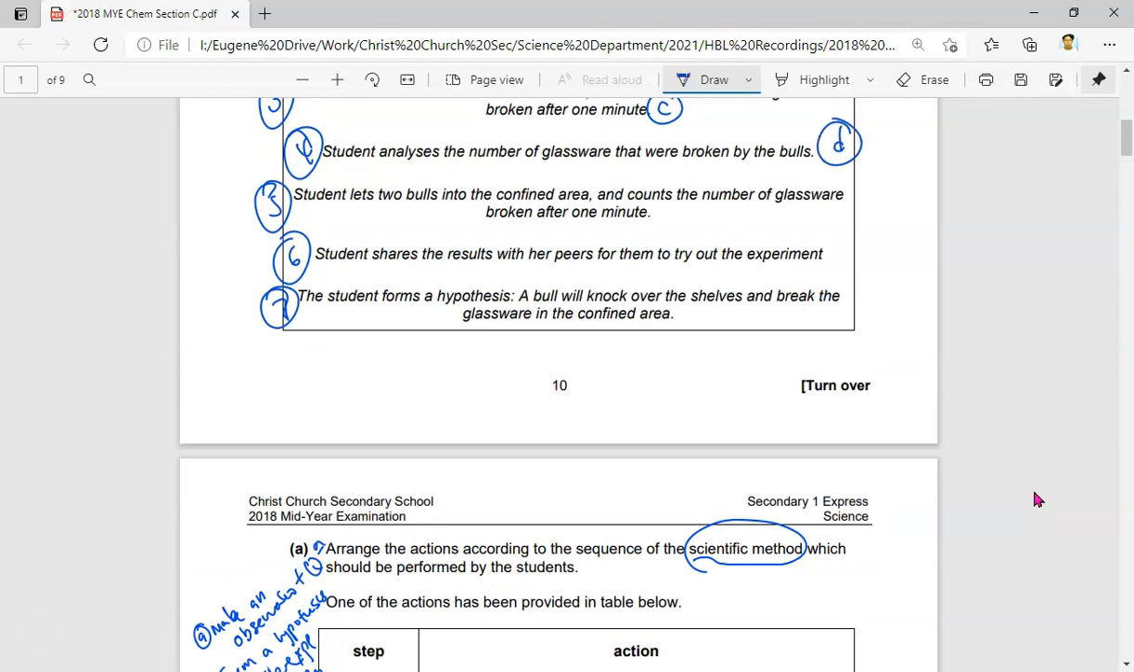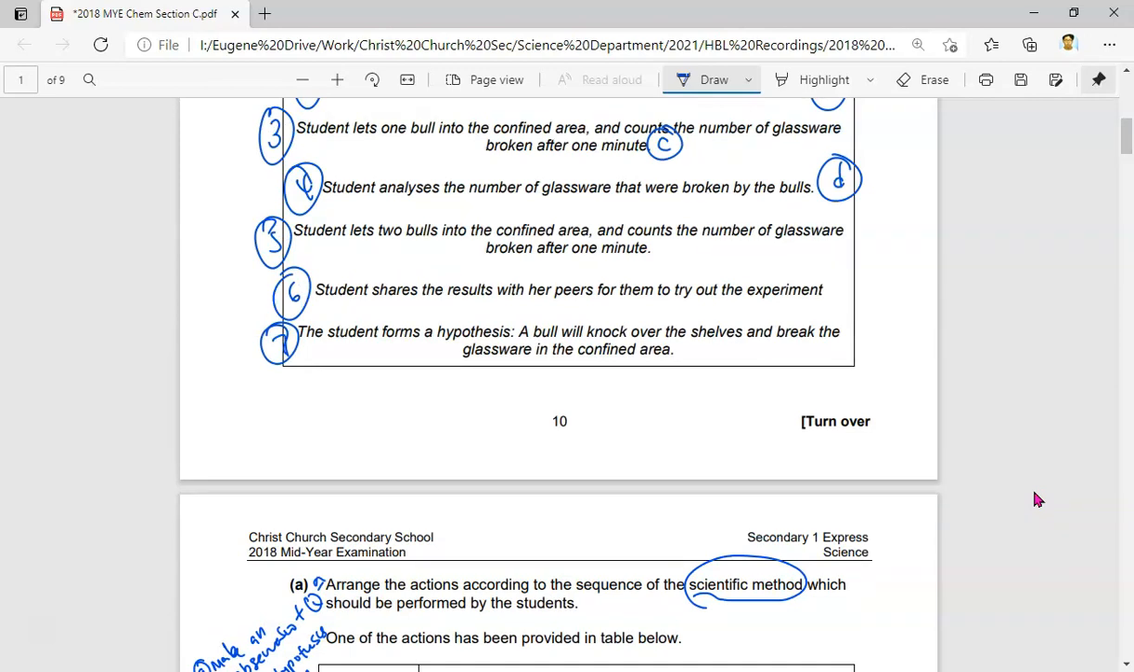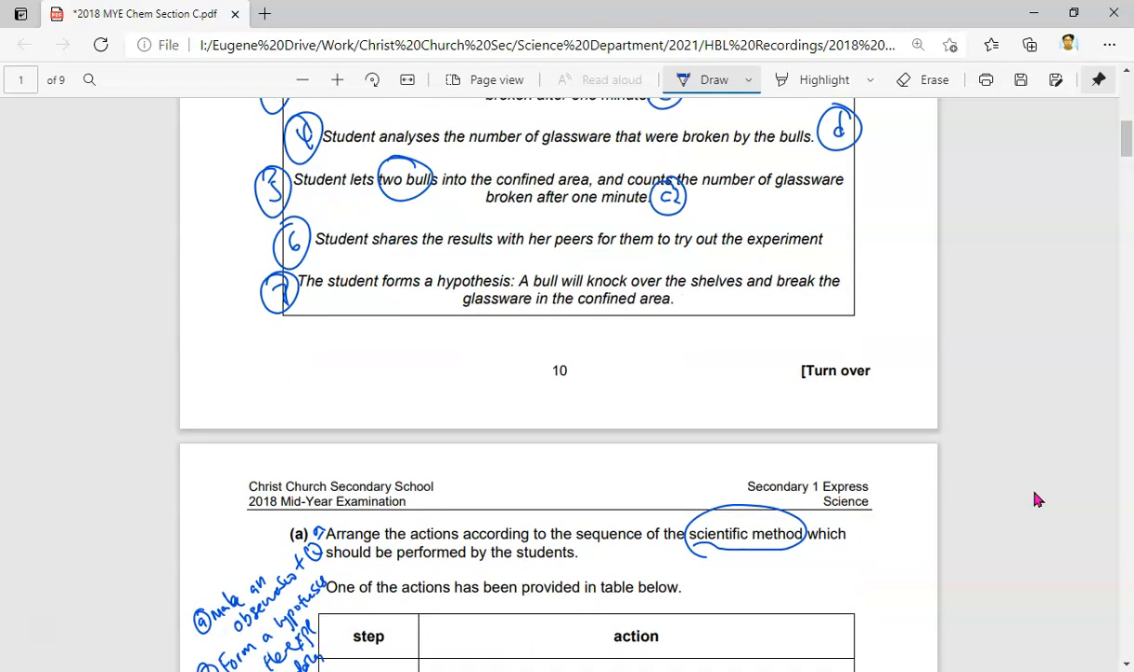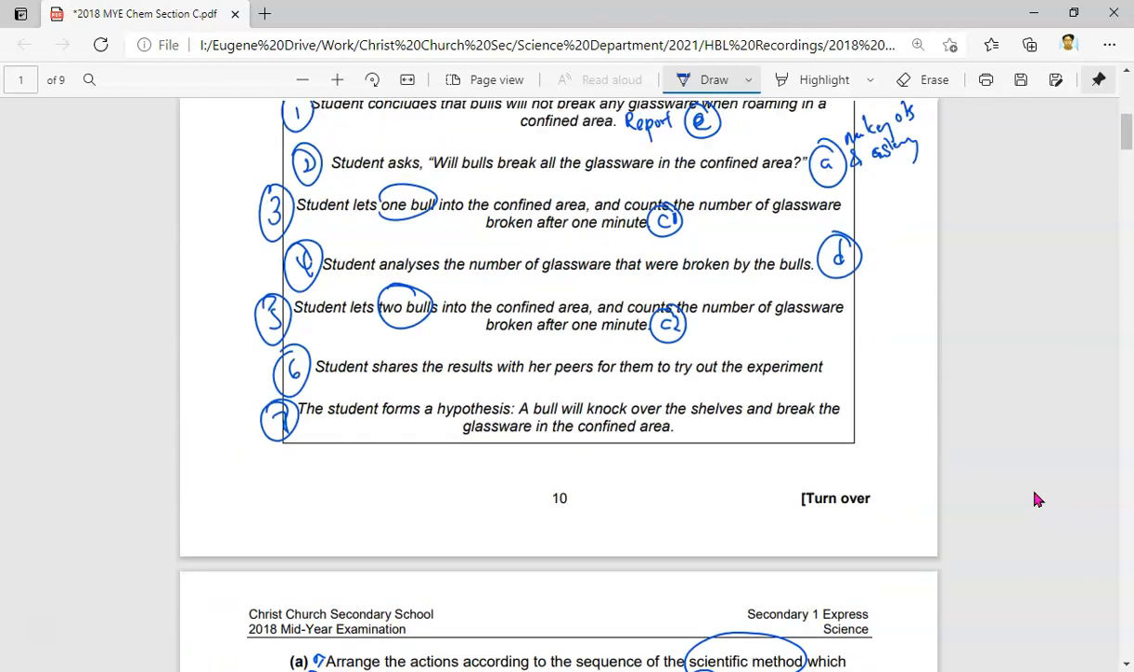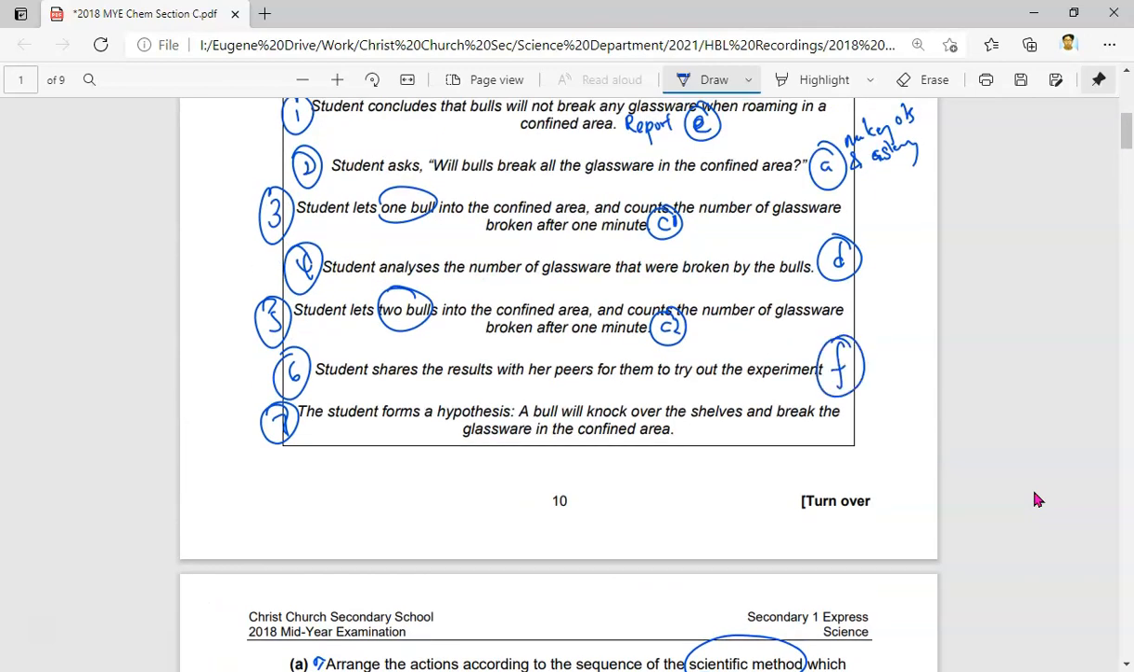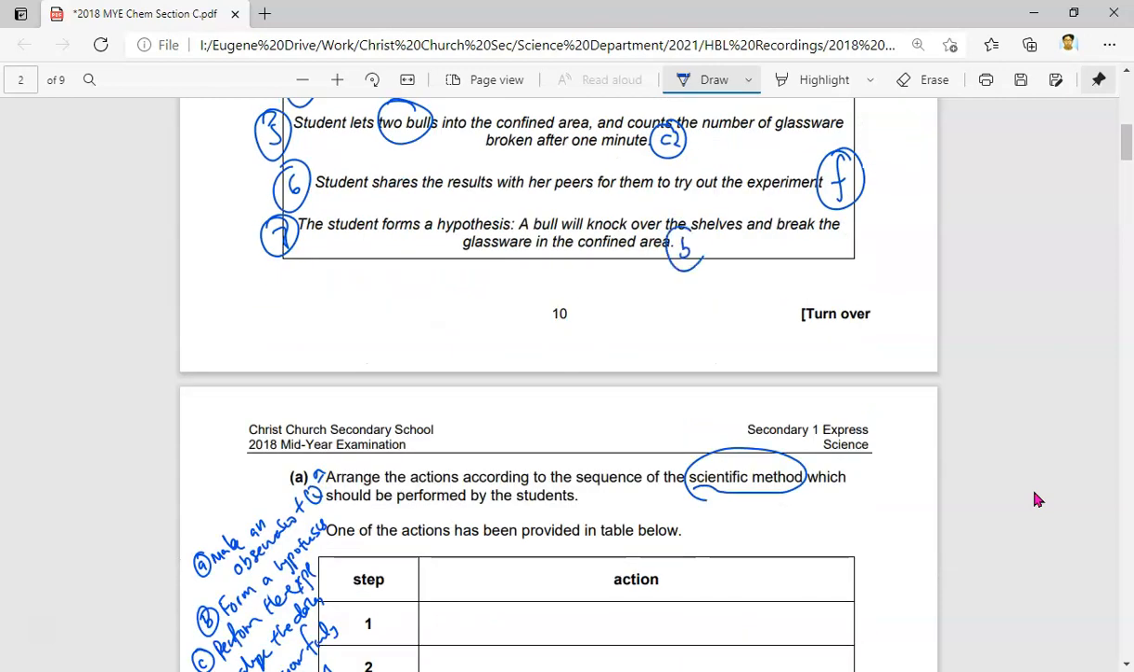Student lets 2 bulls in the confined area and counts the number of glassware broken after 1 bull. You realize 3 and 5 look like the same thing, except this is 1 bull, this is 2 bulls. So this one will also be part of the experimental step. Most probably, this will be experiment step 1, and this will be experiment step 2. Action 6 shares the results with peers. Sharing with peers is most probably step F over here, invite others to try it out. And the student forms a hypothesis. So hypothesis is under step B.